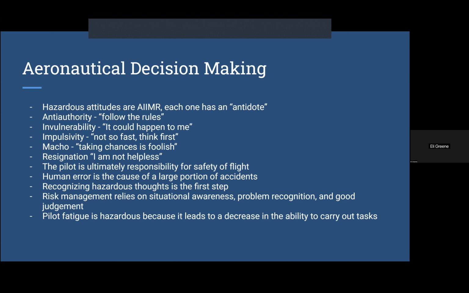So the pilot has the ultimate responsibility for the safety of flight. Human error is the leading cause of aviation accidents, far more than mechanical failures. So that's why the FAA wants you to know about proper decision-making skills. Recognizing hazardous thoughts is the first step to correcting them. Risk management relies on situational awareness, problem recognition, and good judgment. And pilot fatigue is hazardous because it leads to a decrease in the ability to carry out tasks.